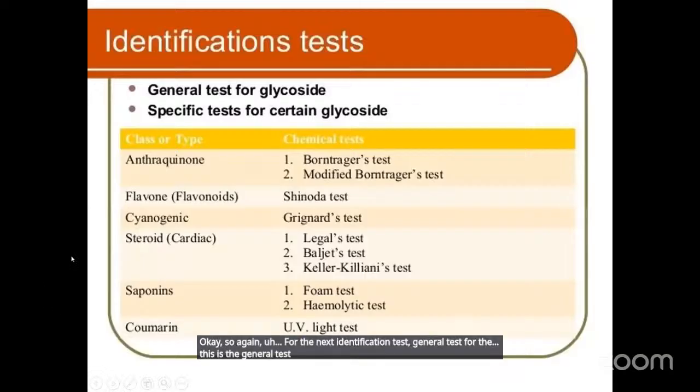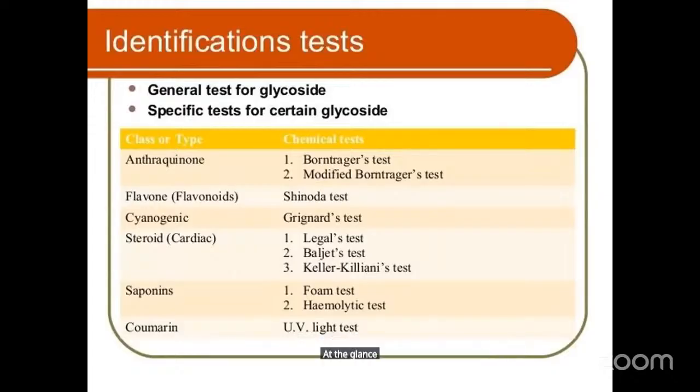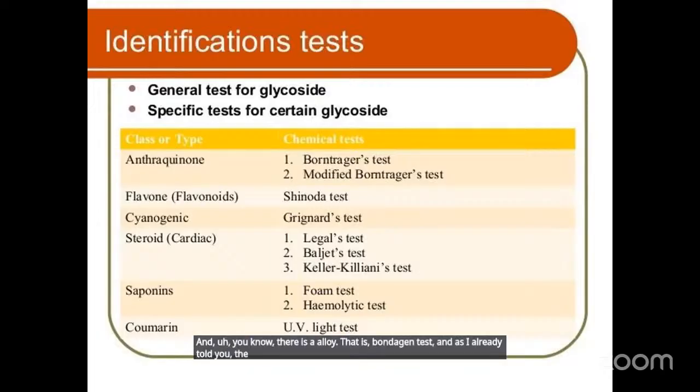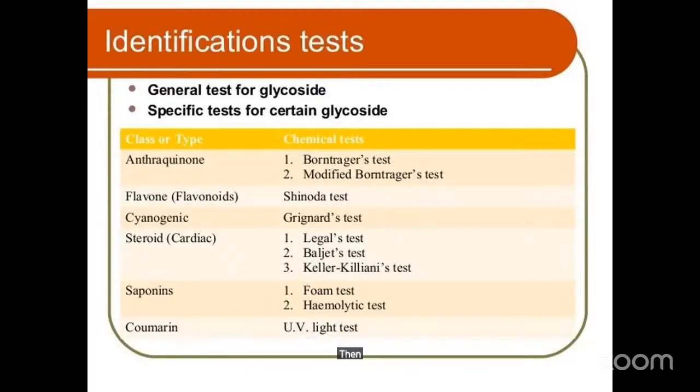Now we'll see, at a glance in chart form, the general or specific test for certain glycosides. As I already told you, anthraquinone glycoside. In the anthraquinone, we have seen the examples: cascara, senna, and aloe. That is the Borntrager test. And as I already told you, whenever you add FeCl3, that test is called the modified Borntrager, only for aloe, right? Shinoda test is for the flavonoids. Cyanogenetic test, Grignard test, right?